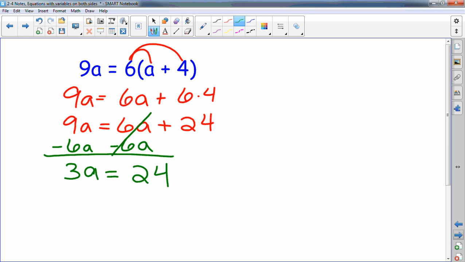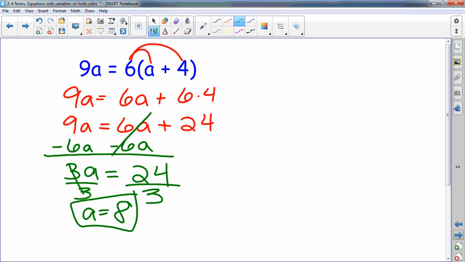3 is attached to the A by multiplication. So how do I get rid of multiplication? The opposite of multiplication is division. So divide both sides by 3. 24 divided by 3? 8. Box in your final answer. You have it.